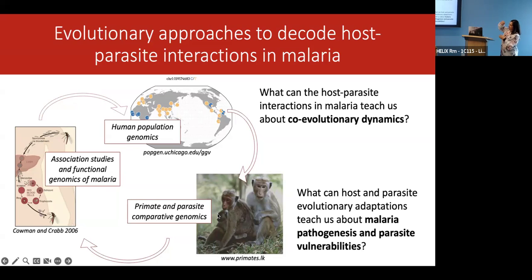So in my lab, we take a lot of different approaches. We do a lot of computational analysis of genomic data sets. We look at human population genomics. We also look at primates and other parasites. There are many other species that also have malaria parasites, and we try to learn about what's going on between their parasites and red blood cells. And then we're also doing association studies and kind of functional genomics of malaria infections to learn more about these interactions.